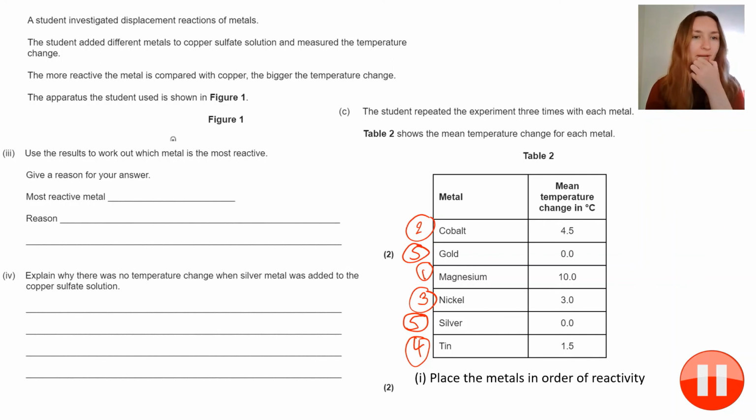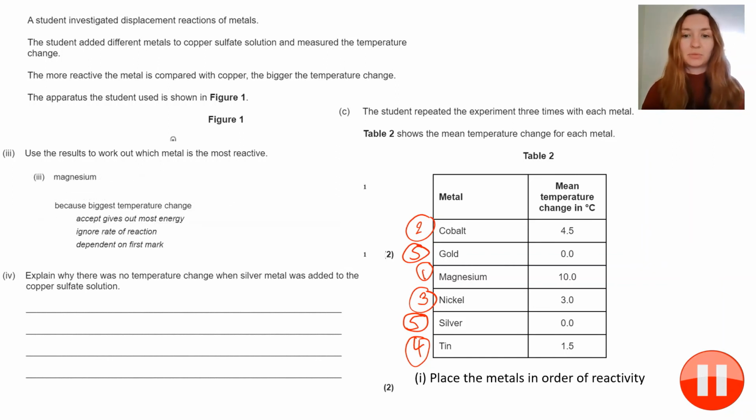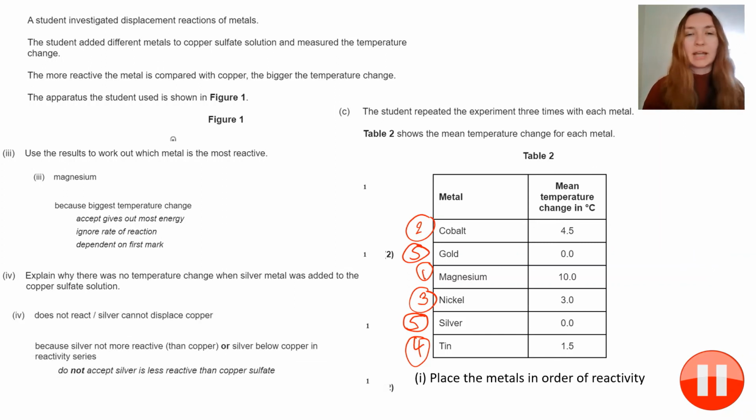Okay, part 3, use the results to work out which metal is the most reactive and give a reason for your answer. So the most reactive was magnesium because there's the biggest temperature change. Nice, easy marks. Part 4, explain why there was no temperature change when silver metal was added to the copper sulfate solution. So 2 marks, it does not react, that would give you 1 mark, because silver is not more reactive than copper, or silver is below copper in the reactivity series, and therefore, a bit like we showed you earlier on, no reaction had taken place.